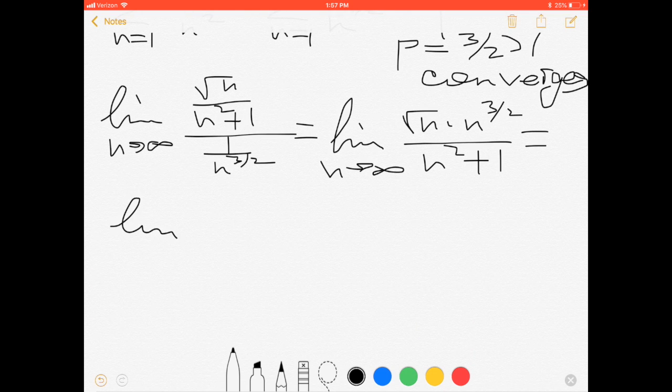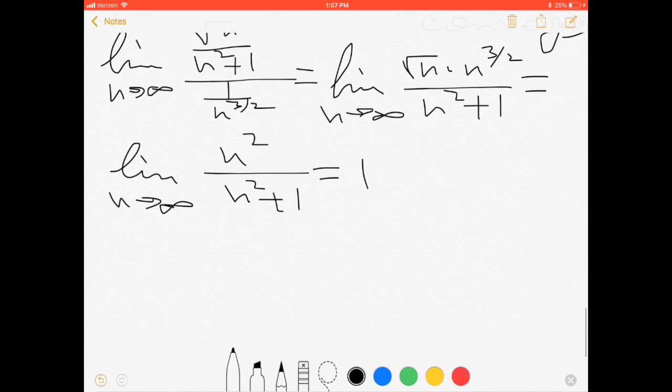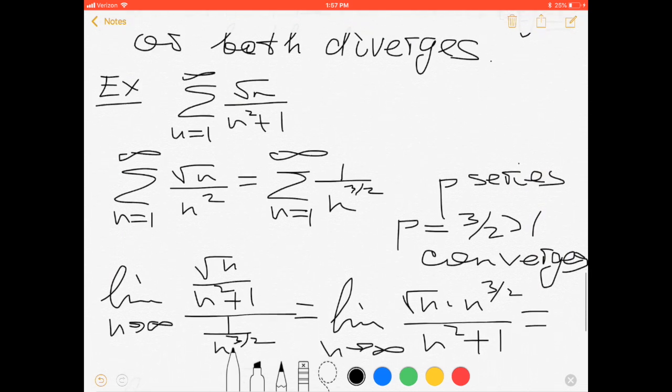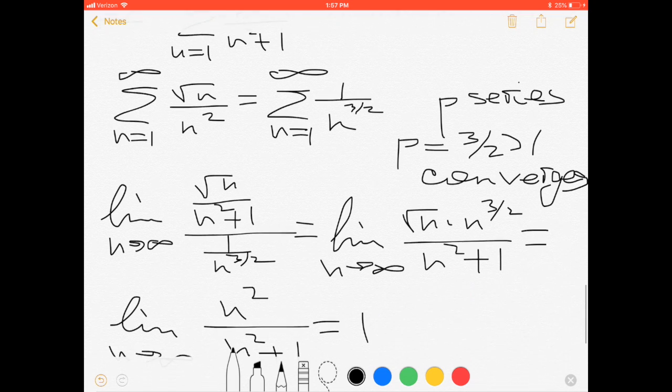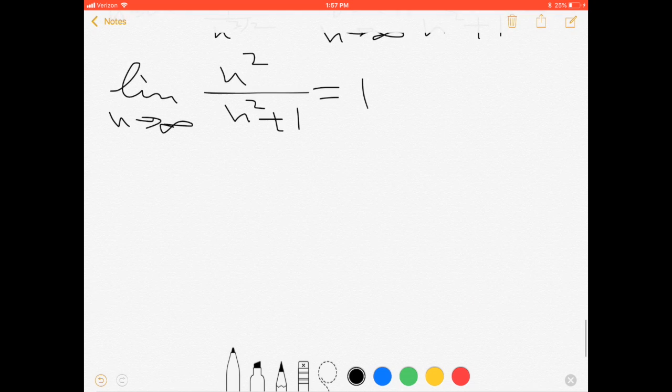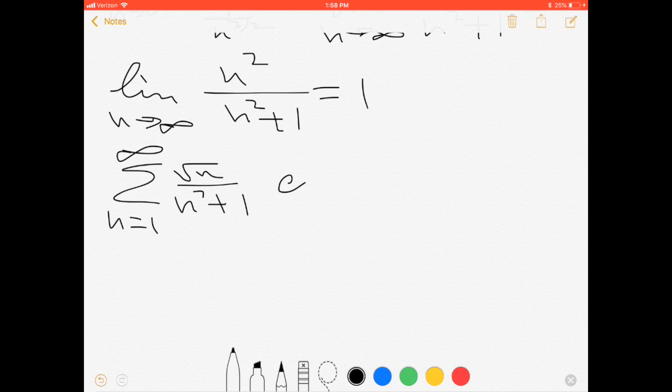Let's give me n squared plus 1. And this is exactly 1. 1 is a non-zero, non-infinity, real number. This means, because my second series converges, my first series converges too. This means our final answer: the series of root of n over n squared plus 1, from 1 to infinity, converges. Okay.